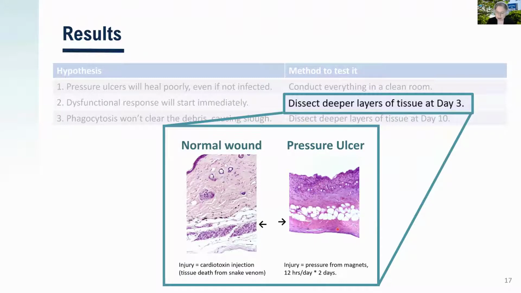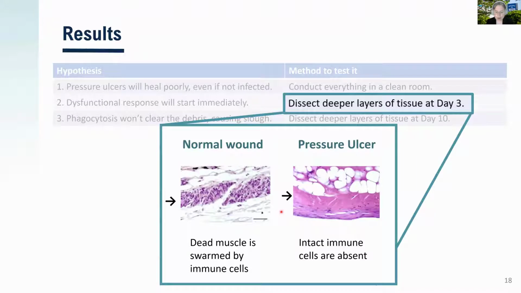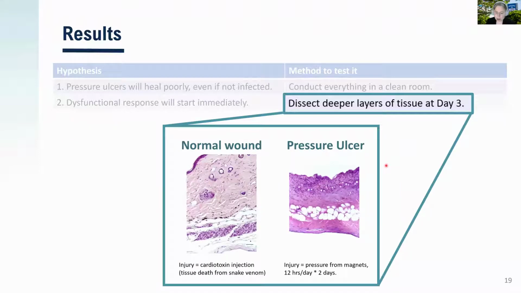But then let's zoom in to the muscle layer. Both muscles are totally dead, but in a normal wound, 3 days is actually a pretty long time to have dead tissue, so it's swarmed with immune cells. The pressure ulcer, there are no intact immune cells. There are some fibroblasts that appear dead, and there are some dead immune cells in the adipose, but there are no intact, viable looking immune cells in these sections. And if we do a quantification, there's 0 or minimal number across 7 replicates.